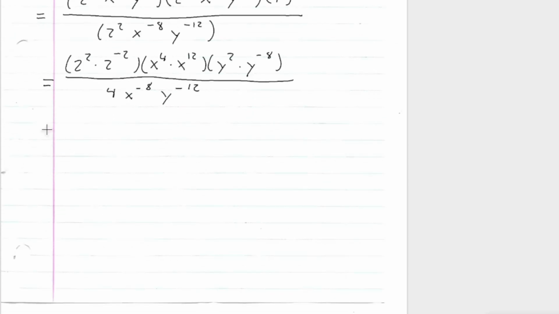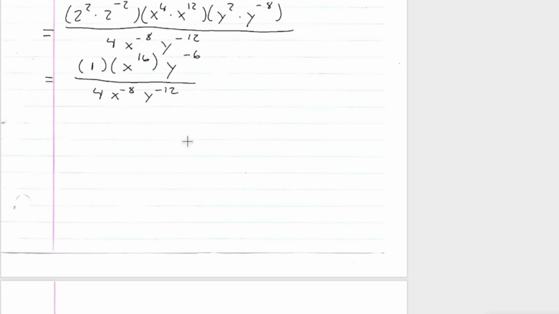All right, so we know this is going to be 2 to the 2 times 2 to the -2. So when you multiply these, when they have the same base, you add the exponents. So this will just be 2 to the 0, which this turns into 1, right? And then this will be x, 4 plus 12 is 16. And then y, 2 plus -8 would be -6. All over 4 x to the -8, y to the -12.